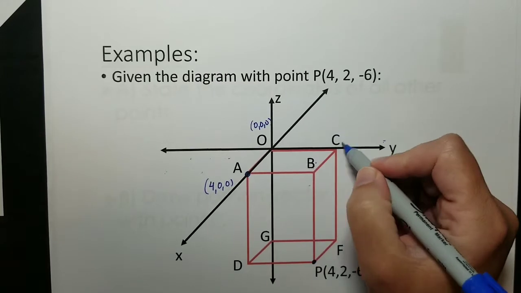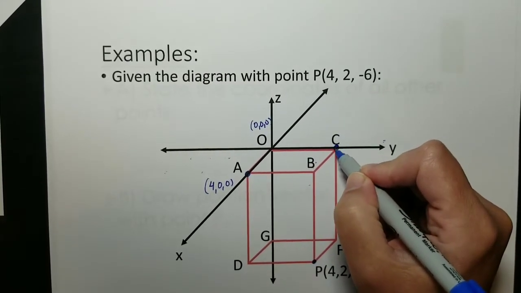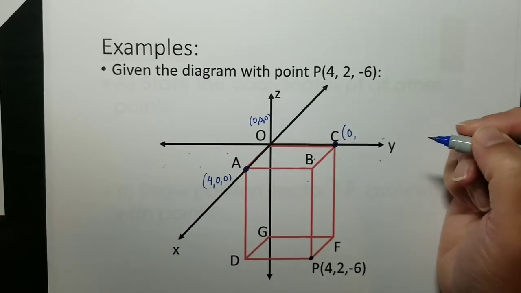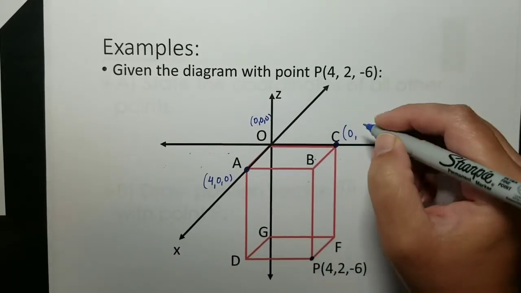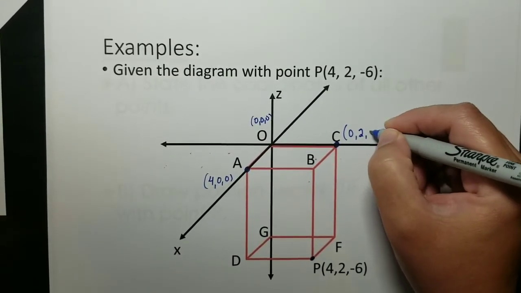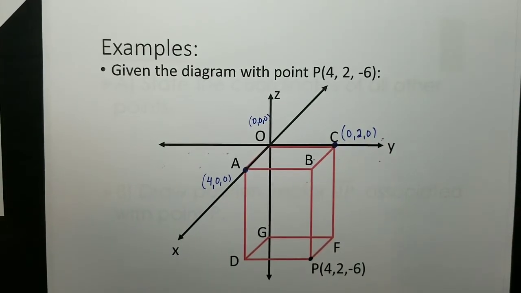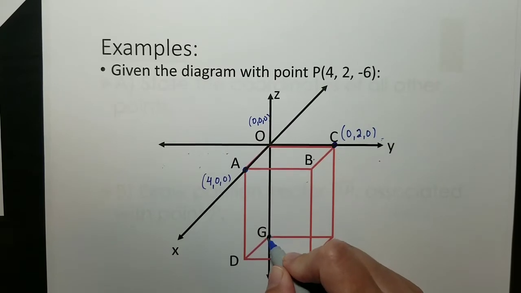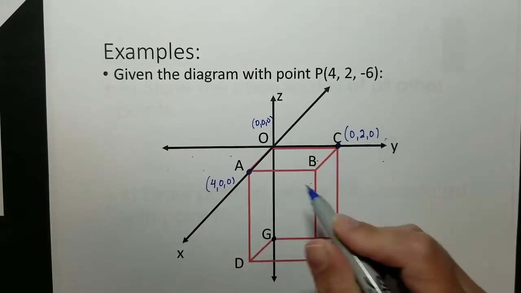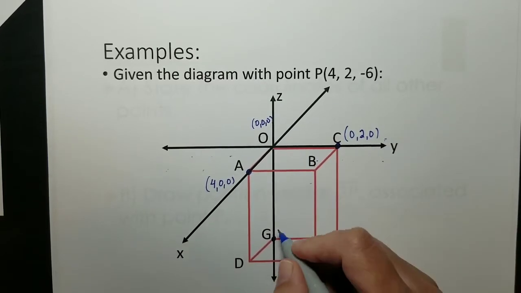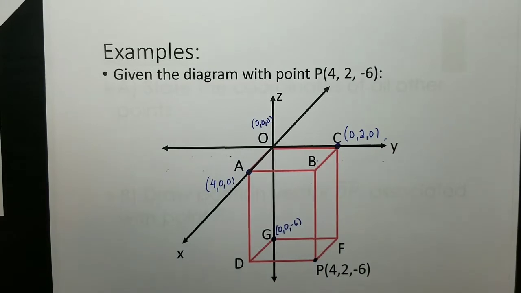Any point, just like in R2, any point that's on the axis will have zeros for the other coordinates. Similarly, point C, which is on the Y-axis, will have coordinate 0, and then it'll have the same Y value as point P, and it has no movement in the Z direction. And then G, which we could label on the Z-axis, same idea. It's just gone straight down. It hasn't gone along the X. It hasn't gone along the Y. So that'll be 0, 0, -6 for G.